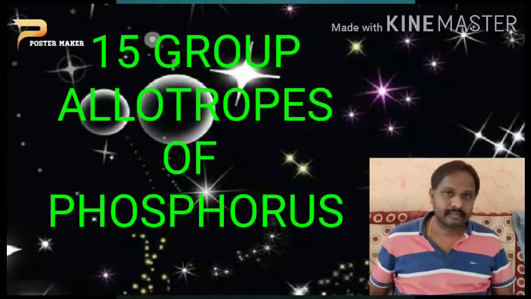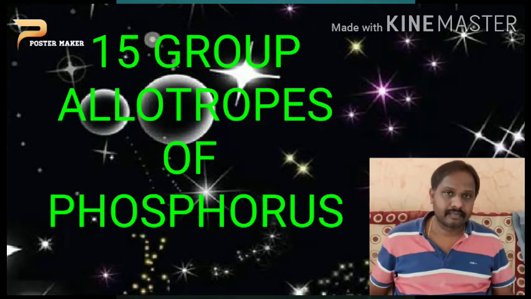How is red phosphorus obtained? First point, when white phosphorus is heated to 573 kelvins in an inert atmosphere, we will get red phosphorus.